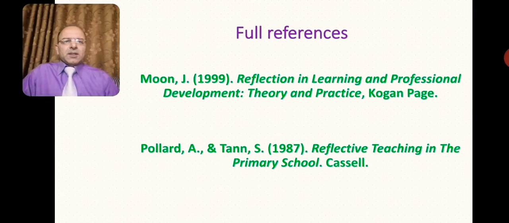When you are giving the primary source, you give the full reference in the reference list. As a secondary source, you don't need to give a reference of the primary source. You just need to give a reference of the secondary source, which has actually referred to the primary source. So the Pollard and Tann 1987 full reference is the secondary source, and that is what you need in your full reference list.